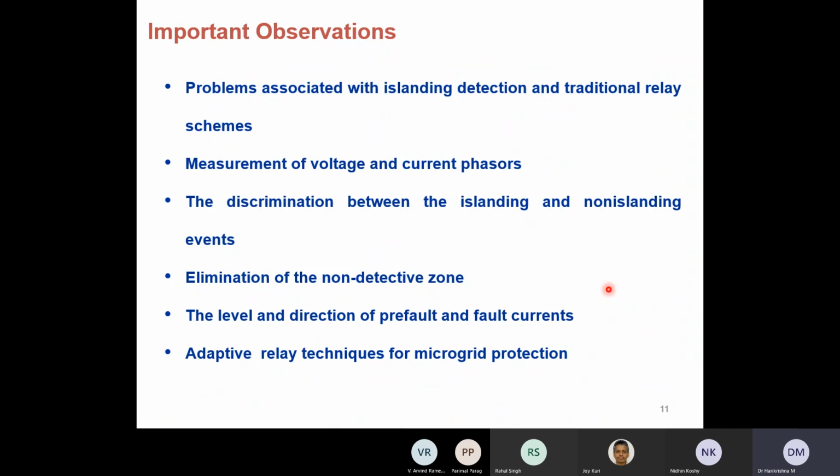Due to the change in network mode of operation, the direction of pre-fault and fault current, and also the level of pre-fault and fault current, is varied. The adaptive relay techniques are able to provide protection for the microgrid network.